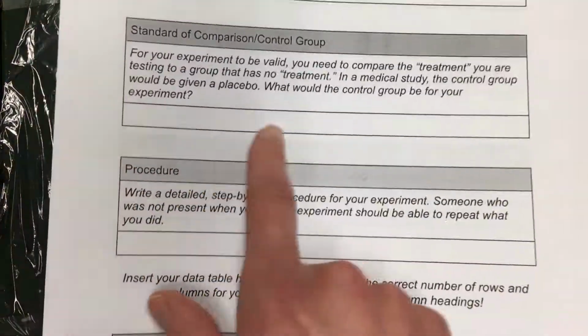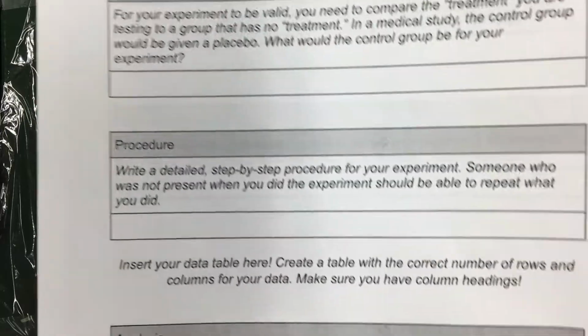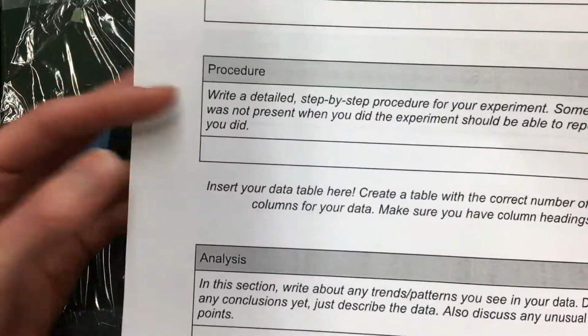So I'm going to go ahead and, so you can put that in your control group. It would be the group with no sunscreen. So I'm going to go ahead and do the procedure, and you can kind of write out what the procedure is as I'm doing it.